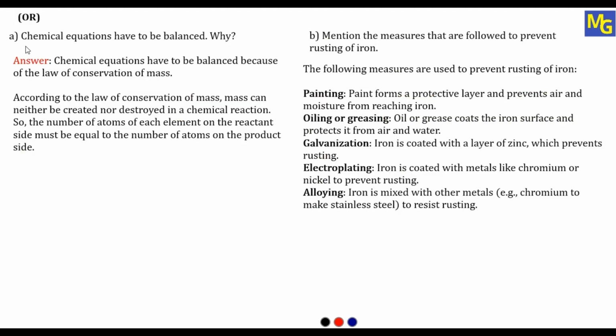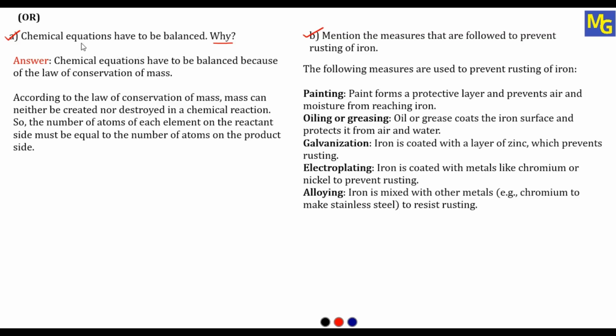Now we will see the OR option from the same question, that is question number 22. This is also again divided into A and B sub question. We'll see A first. Chemical equations have to be balanced. Why? We have to explain. So this is also a question from our NCERT book. So remember, always after finishing a chapter, once you finish all the question answers from the NCERT book, you have to read the whole chapter, because in between the chapter also questions can be asked like this.